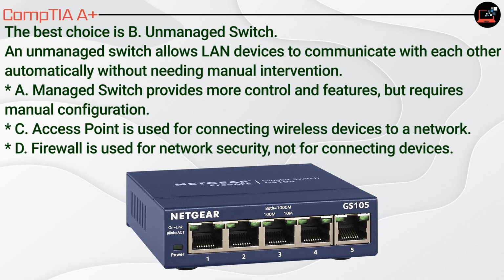The best choice is B, Unmanaged switch. An unmanaged switch allows LAN devices to communicate with each other automatically without needing manual intervention. A managed switch provides more control and features, but requires manual configuration. C, Access point is used for connecting wireless devices to a network. D, Firewall is used for network security, not for connecting devices.